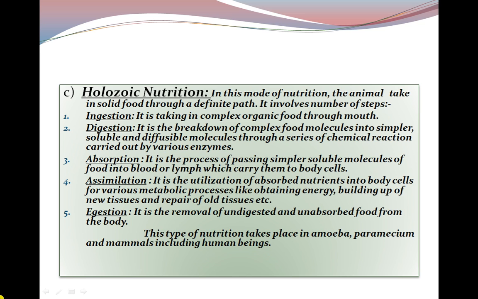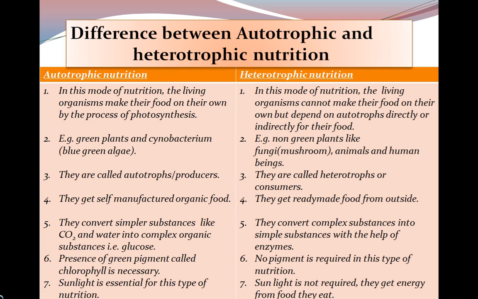This process is known as ejection. If it is not removed from the body, it will harm the functioning of the other body organs. This type of nutrition takes place in amoeba and paramecium, which are unicellular organisms, and mammals, including human beings, that are multicellular organisms.